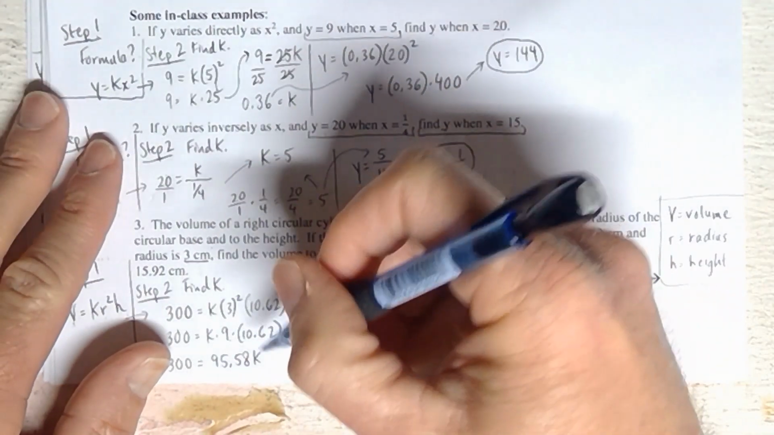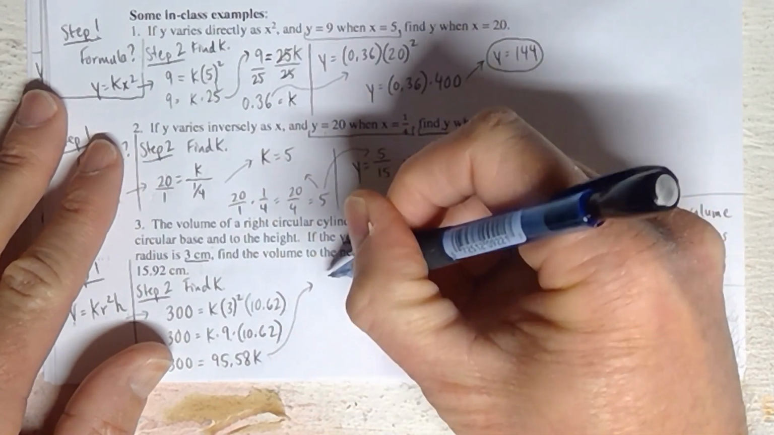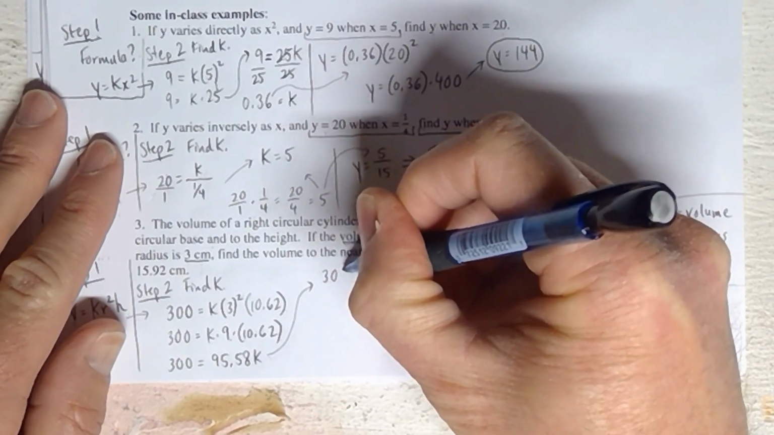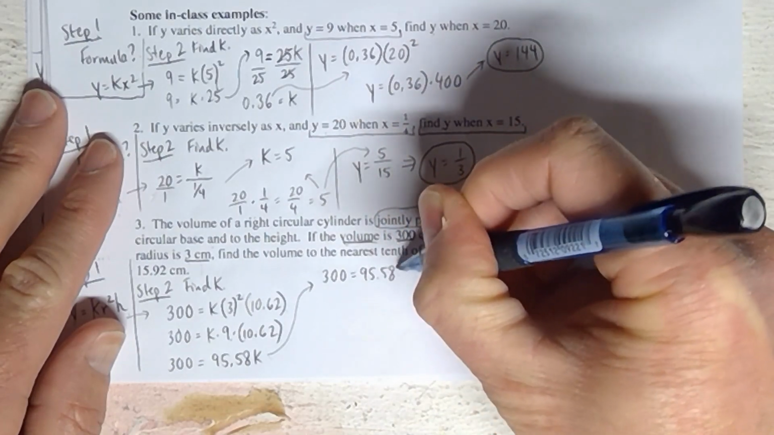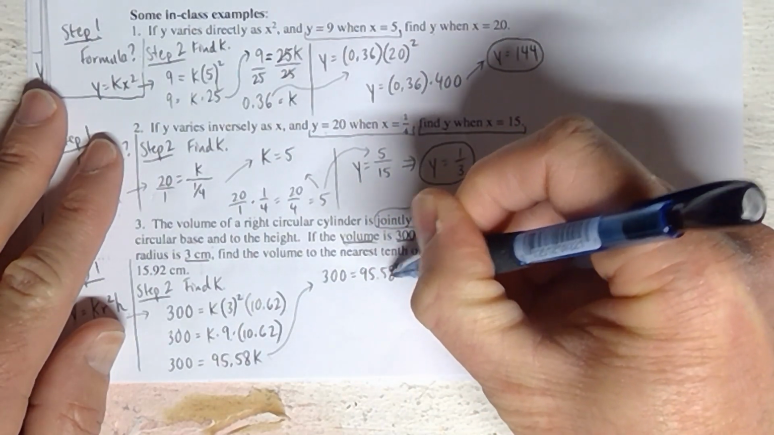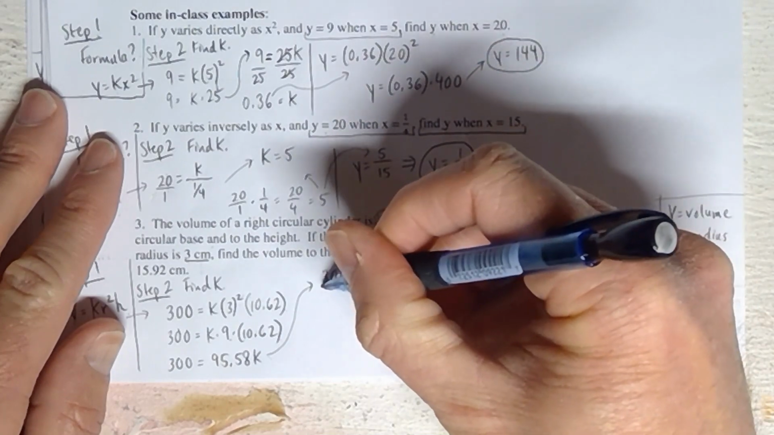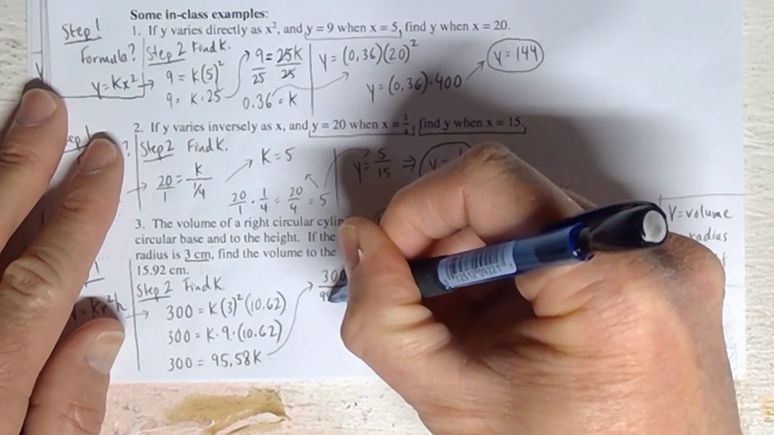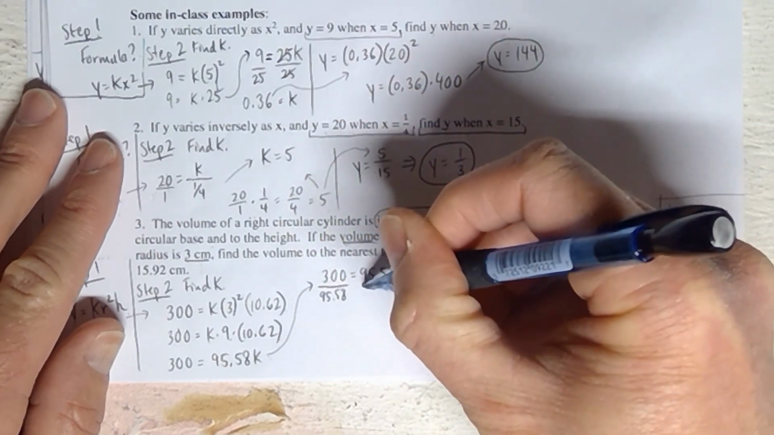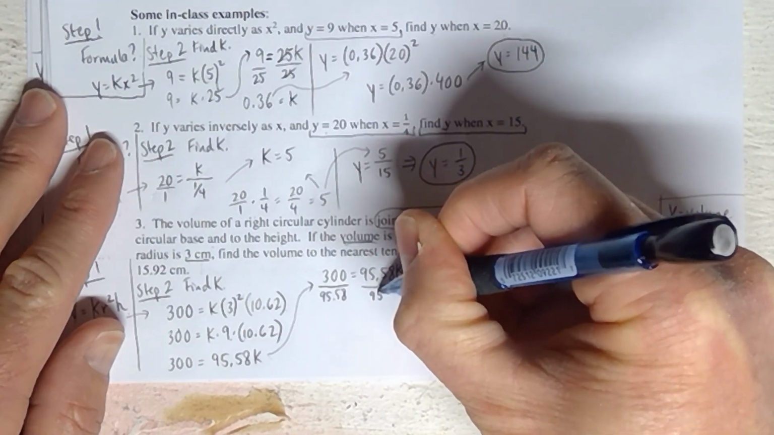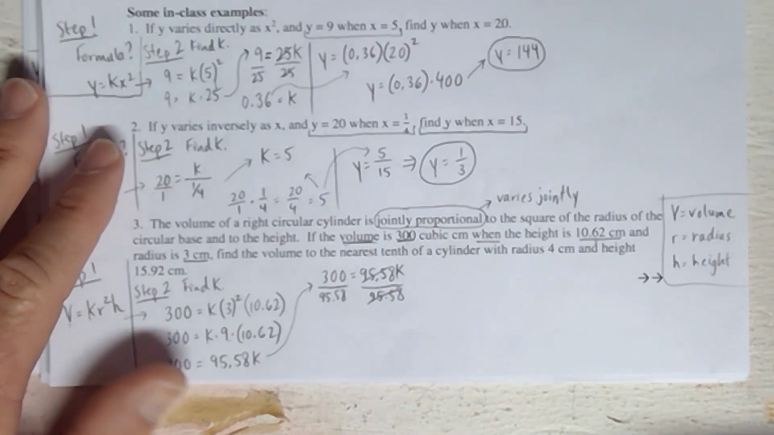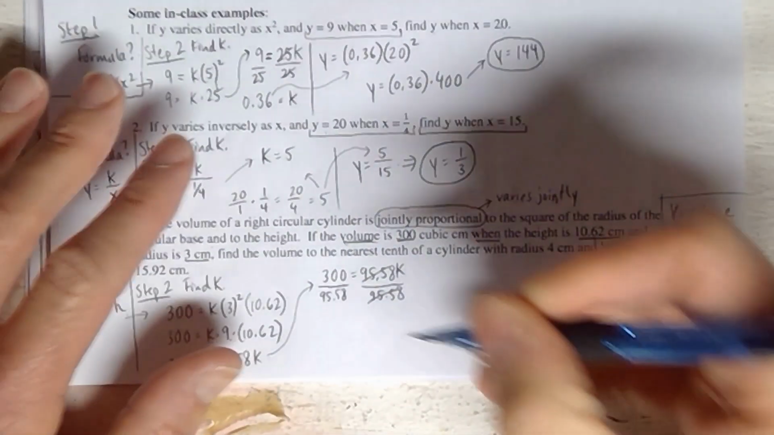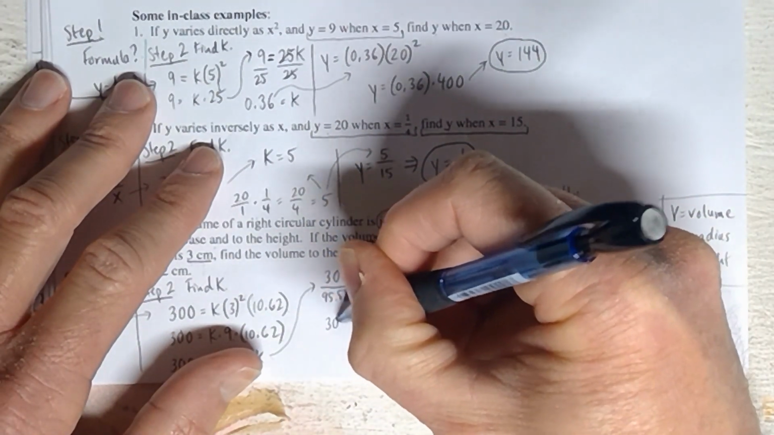So here's what we do. We got to solve that by, let me just rewrite the equation here. We got to solve that by dividing both sides by the 95.58 so that the k would be by itself, like that. And so we get what here? We get that right there.